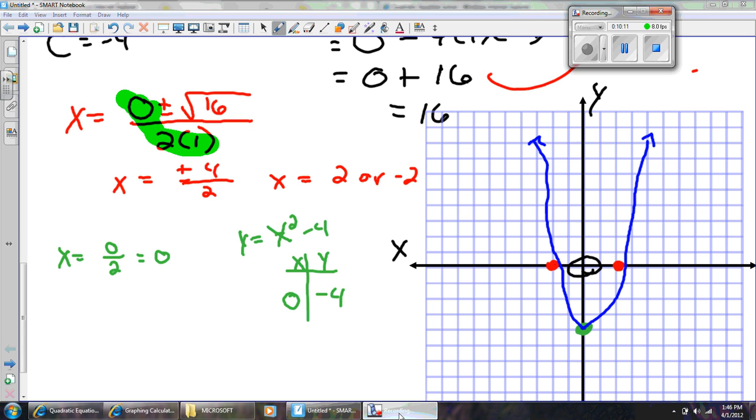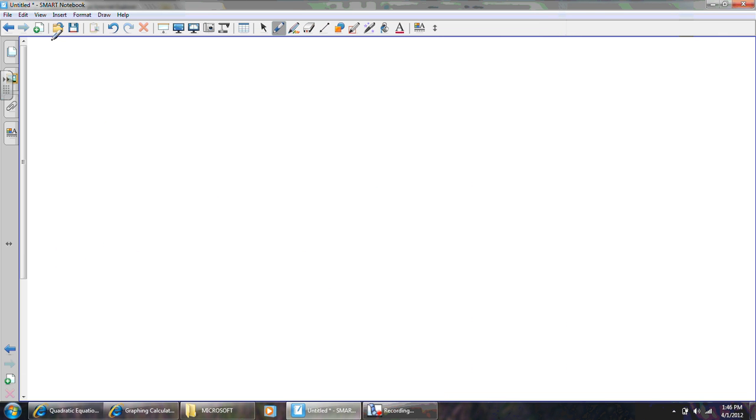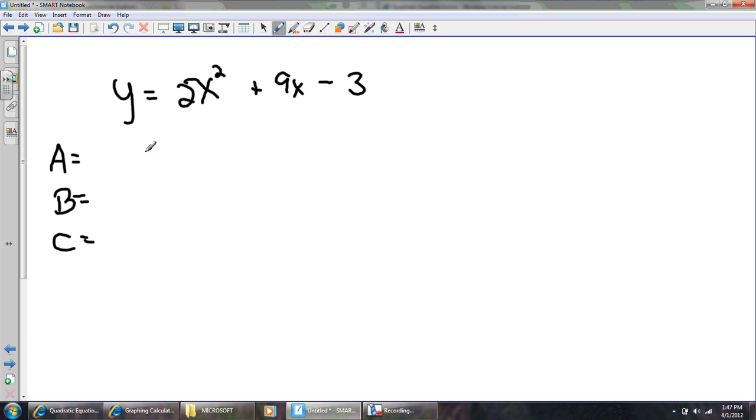Okay, let me see, how am I doing on time? All right, 10 minutes. All right, let's do another example so you have practice here. Okay, let's take this equation. I'm going to make one that's a little bit ugly. Y equals, let's go, 2x squared plus 9x minus 3. Yeah, there's no way that can be factored. The roots should be pretty ugly. All right, I'm going to go A, B, and C. First thing I'm going to do, I got 2, I got 9, I got negative 3.